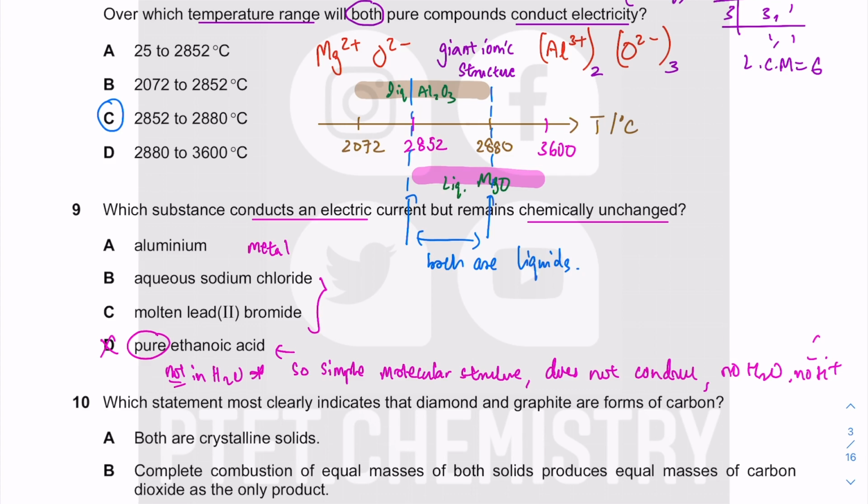Molten lead bromide and aqueous sodium chloride can conduct, but if you pass electric current through them they will be electrolyzed. So they can conduct when you pass electricity through them, but they will be broken down into whatever is produced at the cathode and the anode, and therefore they will be chemically changed. All right, so A is the best answer there.